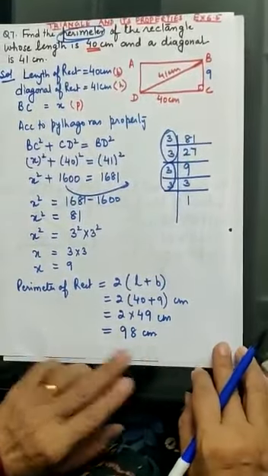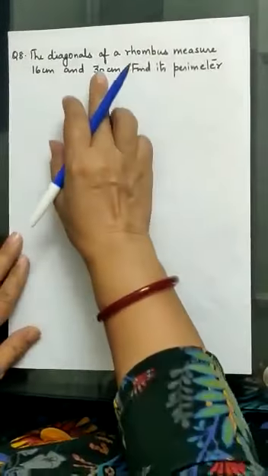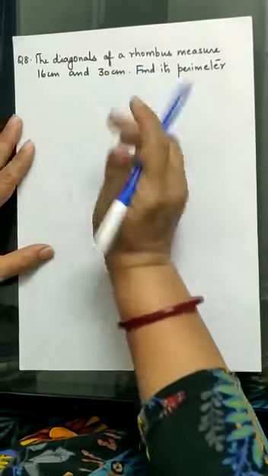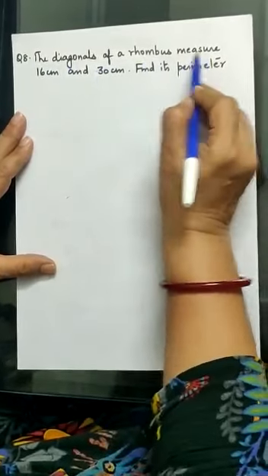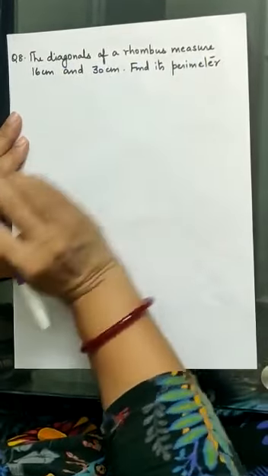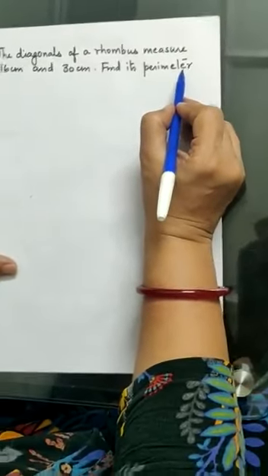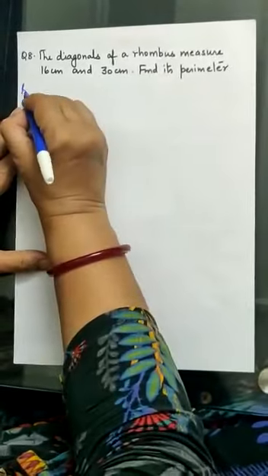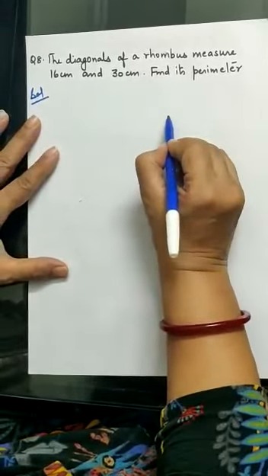Is this clear? Now let us proceed to the next question, which is question number 8. In this question, the question says that diagonals of the rhombus measure 16 centimeter and 30 centimeter. Again, we have to find the perimeter of the rhombus. So let's start the question. First, let us draw the figure.